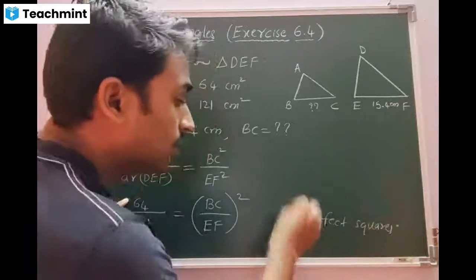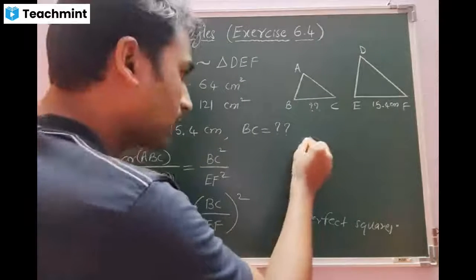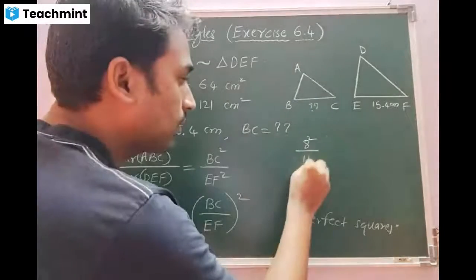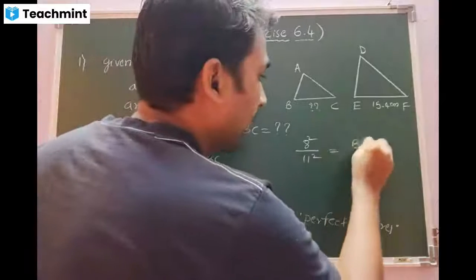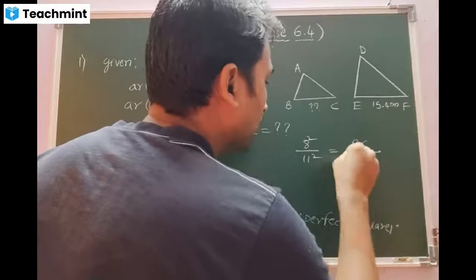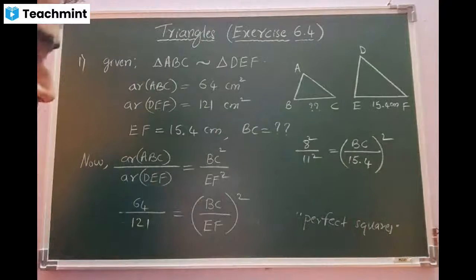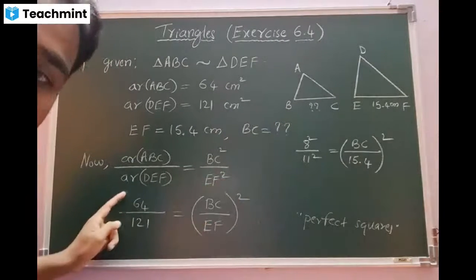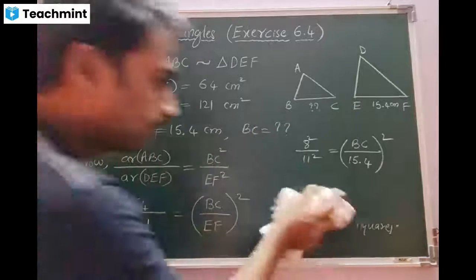Since these are perfect squares, I can do one work. I can write this 64 as 8 square and this 121 as 11 square. BC, in the place of EF, I'll write 15.4, the whole square. Remember, this is possible only in this question. Since these are perfect squares, if these were not perfect squares, I could not have done this particular work. Is that clear?